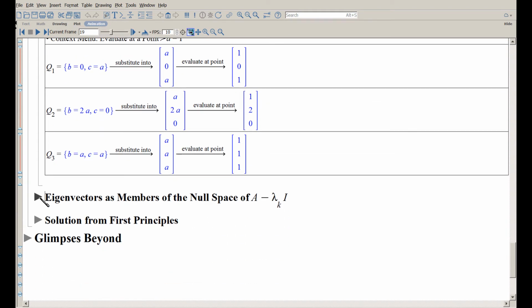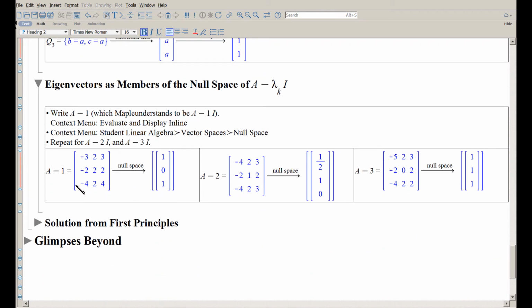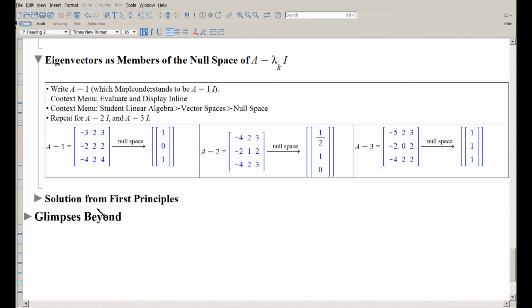If you look at the eigenvectors as members of a null space, here you look at A minus 1, here's A minus 2, here's A minus 3. You ask for the generator of the null space: 1, 0, 1. Generator of the null space, here Maple uses 1/2, 1, which is a generator. Any multiple of that generates the null space, so you could use 1, 2, 0. And here for lambda equals 3, the generator of the null space is 1, 1, 1.